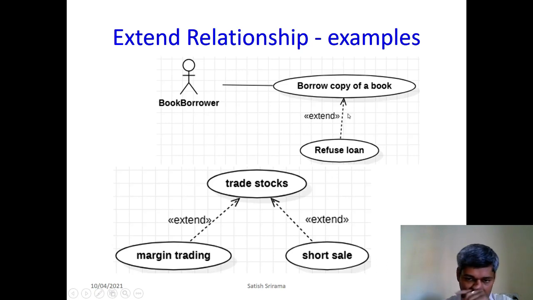This is the UML representation, a dashed line with this extend annotation. This is the additional behavior which is added to borrow copy of a book. Refuse loan was originally not part of it, but now it is.